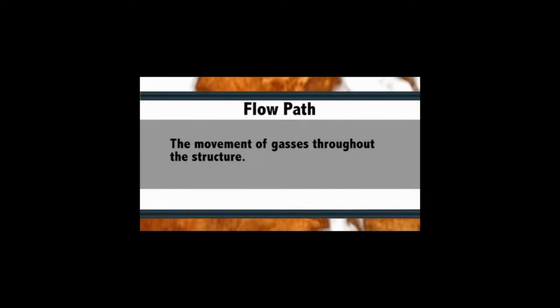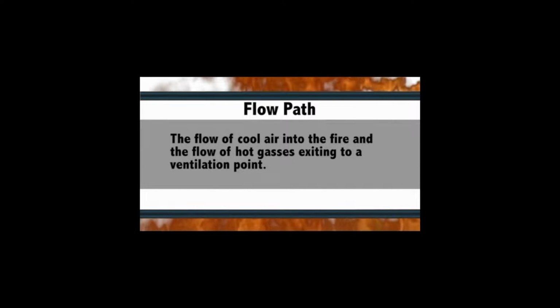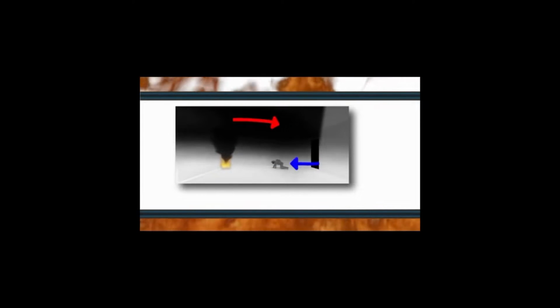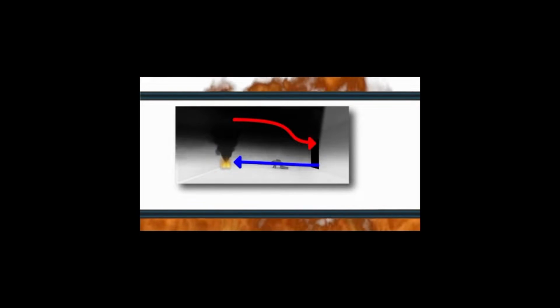Flow path is the movement of gases throughout the structure. It's the flow of cool air into the fire, and then it's the heated gases from the fire exiting to a ventilation point. In the previous example, the flow path was contained within the room. We had fresh air going in low in the doorway, and then the hot gases coming out high in the doorway. So we had our inlet and our outlet.